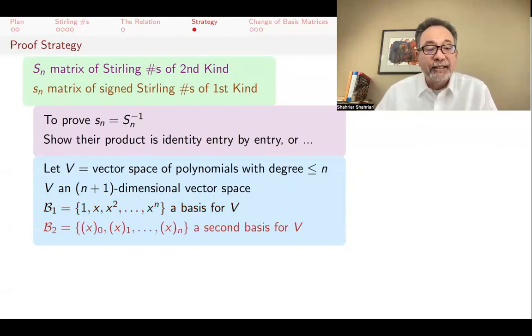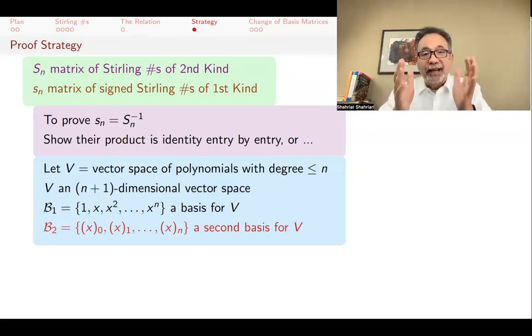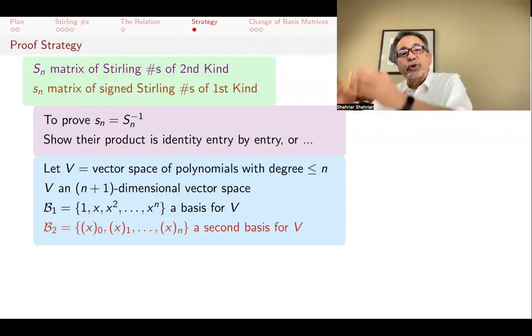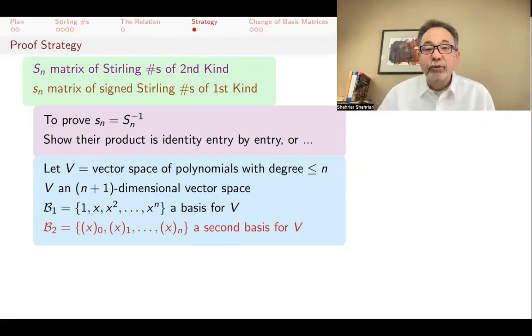But this is not the only basis. You can also write falling factorials. So I will remind you what those are in a second. But those are, you start with x and multiply by x minus 1, x minus 2, x minus 3, and so forth. And that will be a different basis for the same vector space.